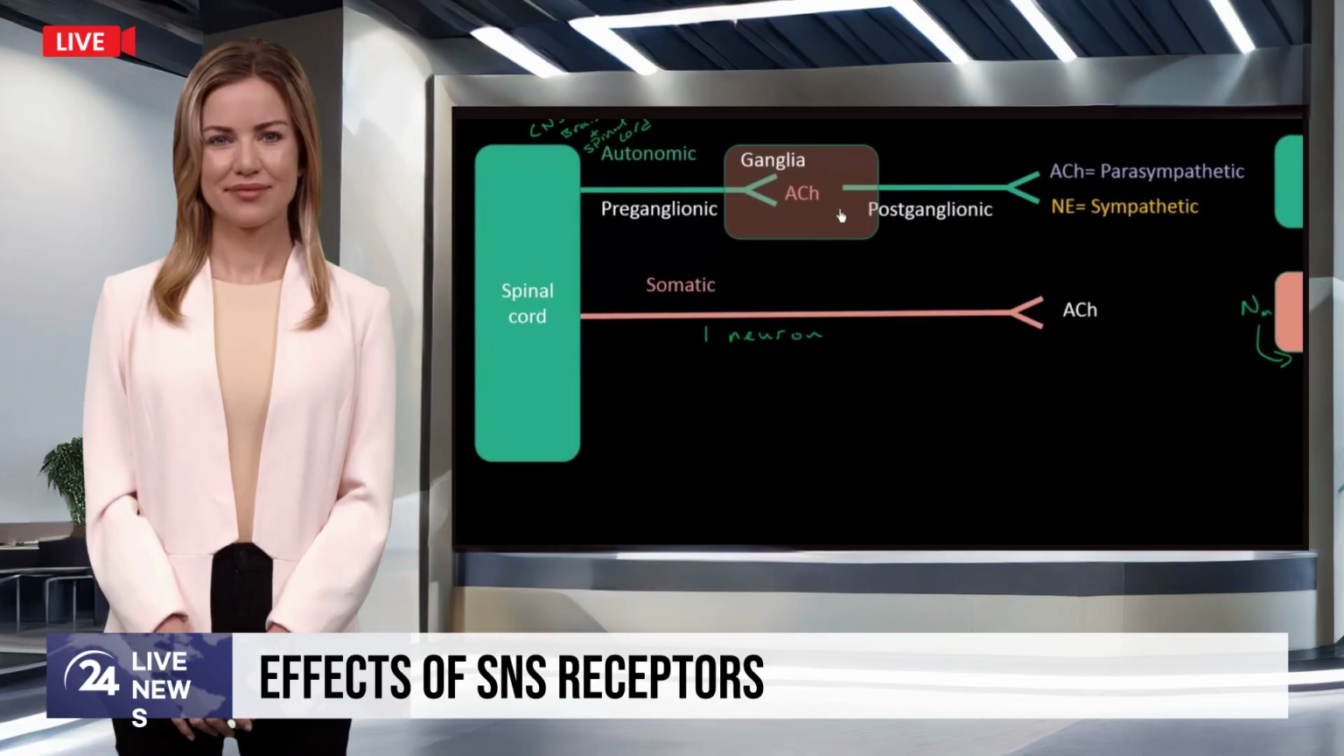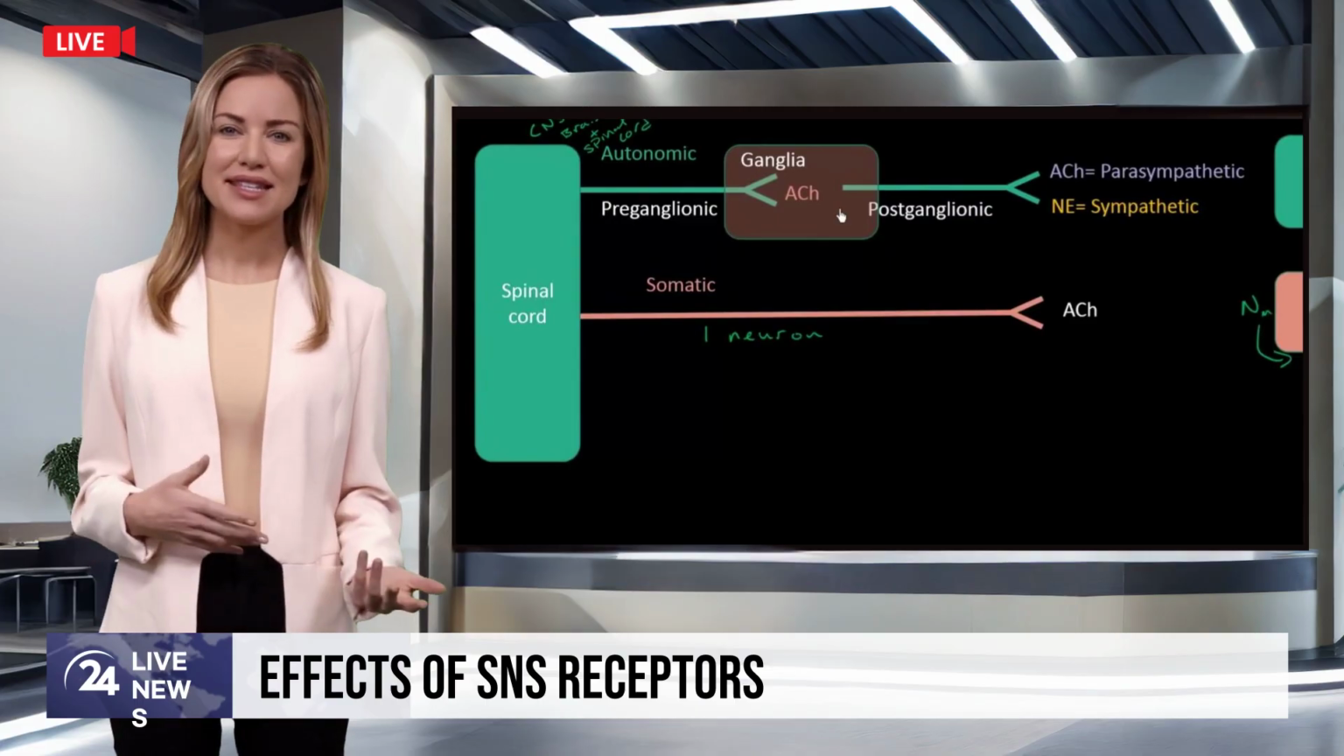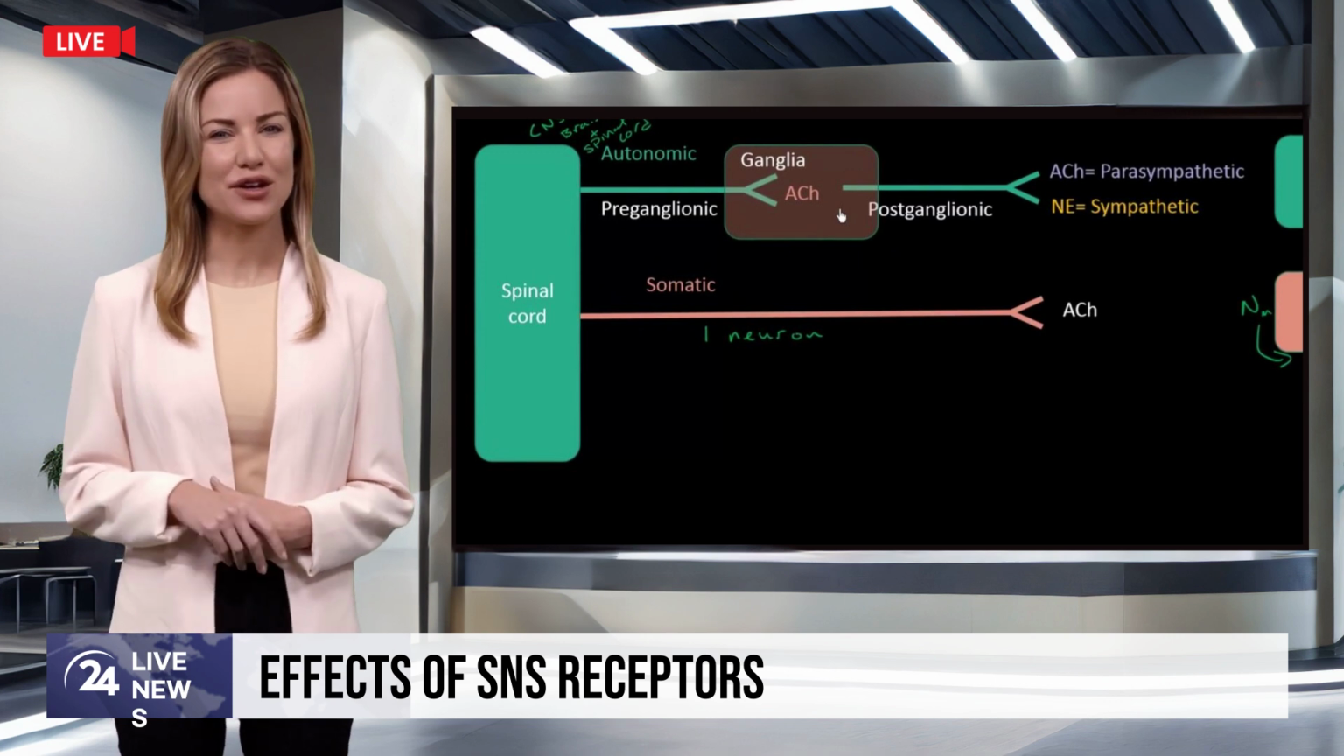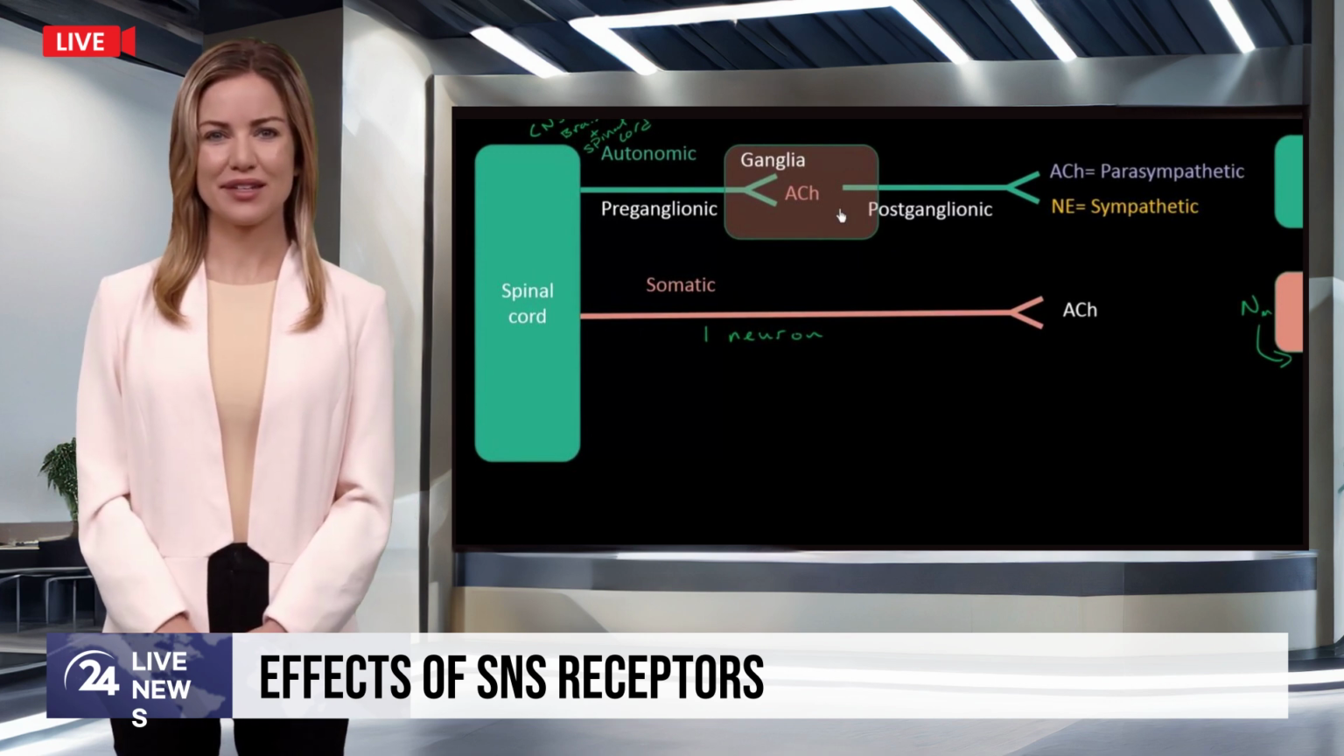Sympathetic nervous system: primary neurotransmitters are norepinephrine and epinephrine. Receptors: adrenergic receptors. Alpha-1 receptors are located in blood vessels, causing vasoconstriction. Alpha-2 receptors are found in the CNS and presynaptic nerve terminals, inhibiting neurotransmitter release.